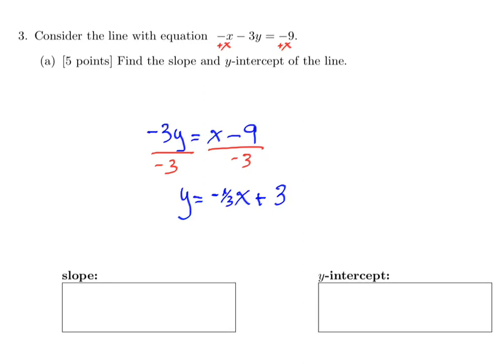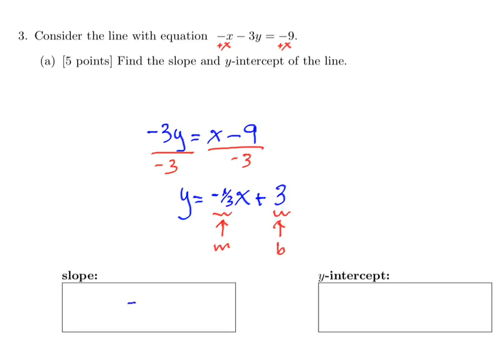Now it's in y equals mx plus b form. So m is negative 1/3, that's our slope, and b is positive 3. That's the y-coordinate of the y-intercept. Remember, the y-intercept is a point on the y-axis, and so the x-coordinate is 0, and the y-coordinate is this number b.